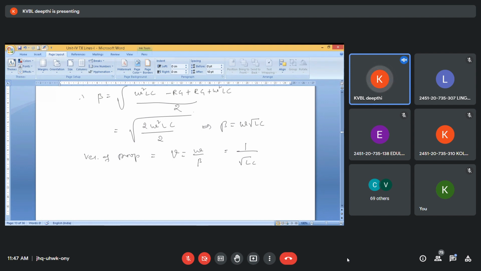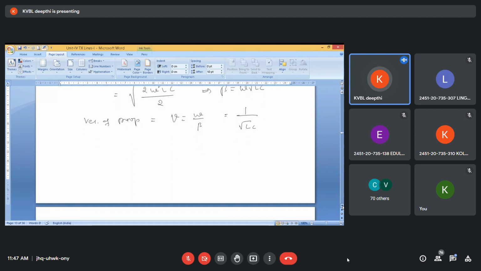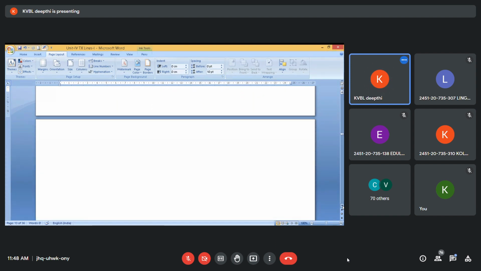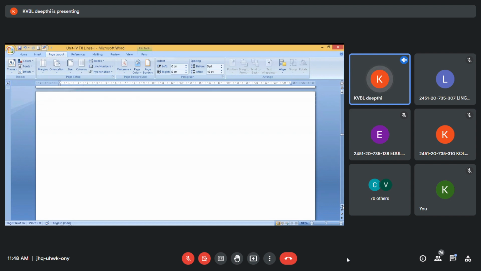Now let us find out the equation for attenuation. Until now we have talked about beta. In the same way, we will find out the attenuation factor also.